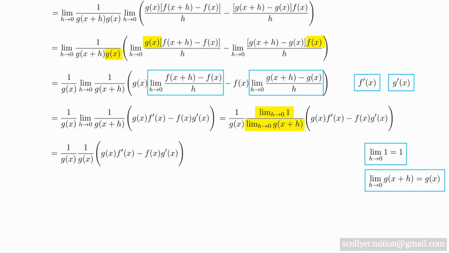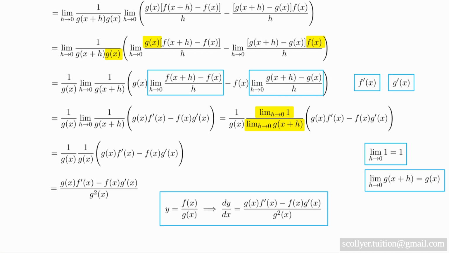And on applying those results, we obtain 1 over g of x times 1 over g of x into g of x times f dashed of x minus f of x times g dashed of x, which simplifies to g of x times f dashed of x minus f of x times g dashed of x all over g squared of x, where g squared of x means g of x times g of x. And so if y equals f of x over g of x, then dy by dx equals g of x times f dashed of x minus f of x times g dashed of x all over g squared of x.